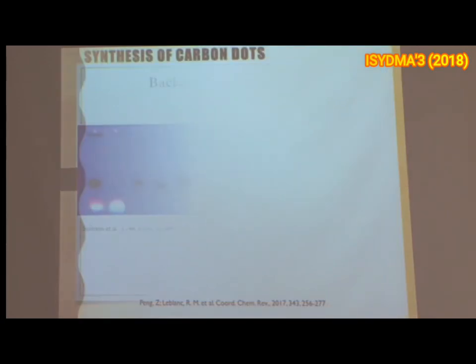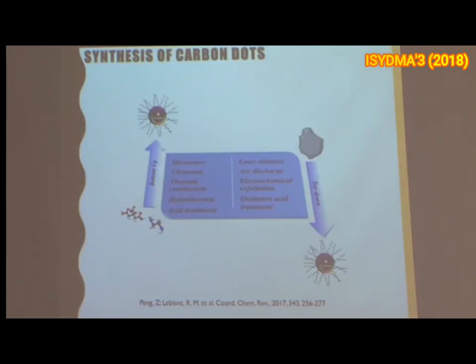For the carbon dots, if we think about the approach, as you can see, we have the top-down and also the bottom-up approach. For the bottom-up approach, we have microwave, ultrasonic, and thermal, and for the top-down, laser ablation and arc discharge, but also what I call the hydrothermal effect, for these different ways to make the carbon dots.